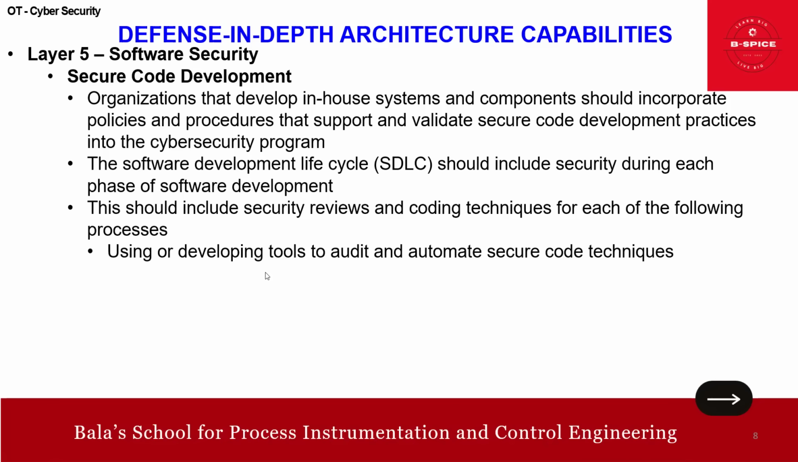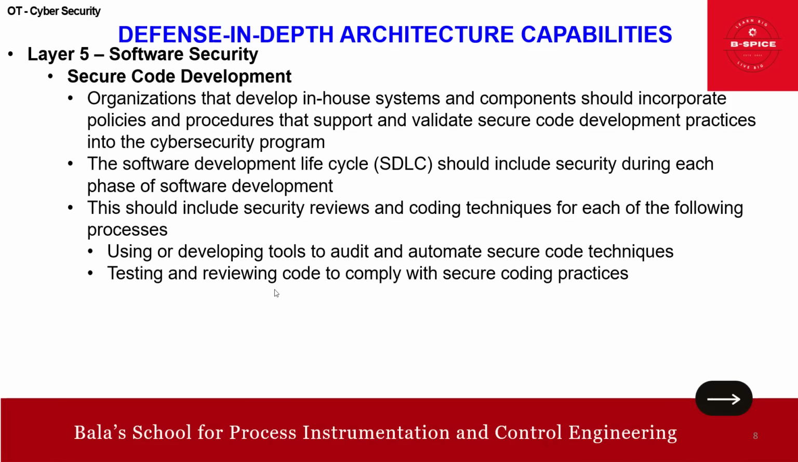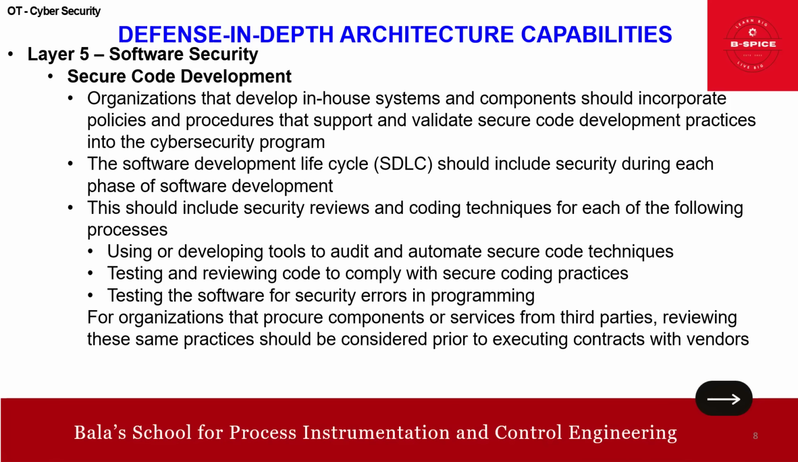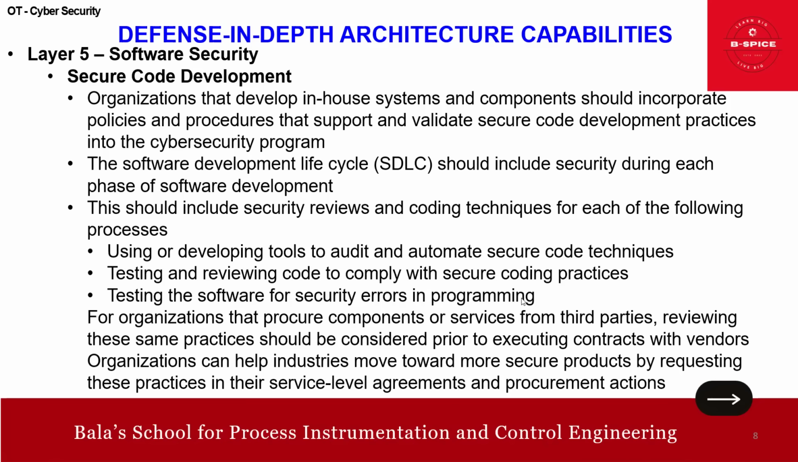The first one is using or developing tools to audit or automate the secure code techniques and also the testing and reviewing code to comply with secure coding practices, and testing the software for security errors in programming. So for organizations that procure components or services from third parties, reviewing the same practices should be considered prior to executing the contract with the vendors. Organizations can help industries move forward to more secure products by requesting these practices in their service level agreements and procurement actions. So that's about the secure code development.